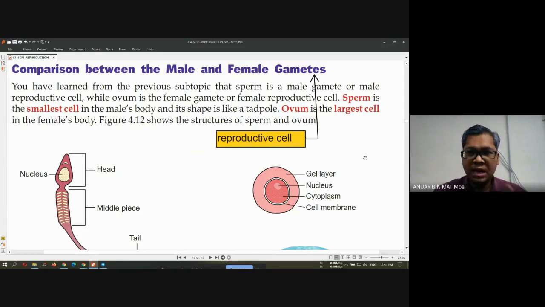In both male and female, we call them gametes. The name for the male gamete is sperm, and the name for the female gamete is ovum. Please also remember which part of the male reproductive system produces sperm: the testes. And for the female reproductive system, the part that makes the ovum is the ovary. Please remember that.